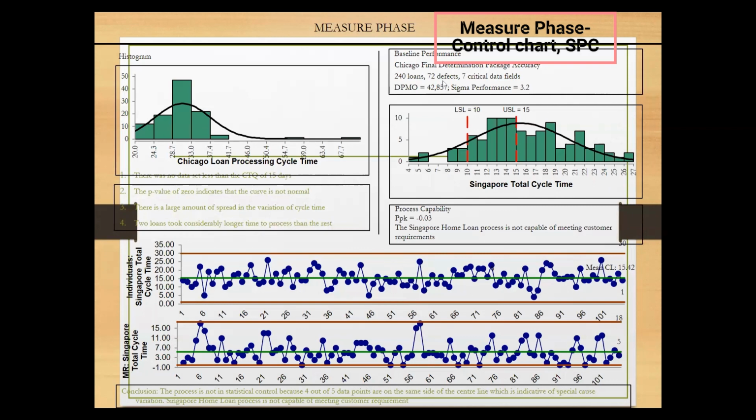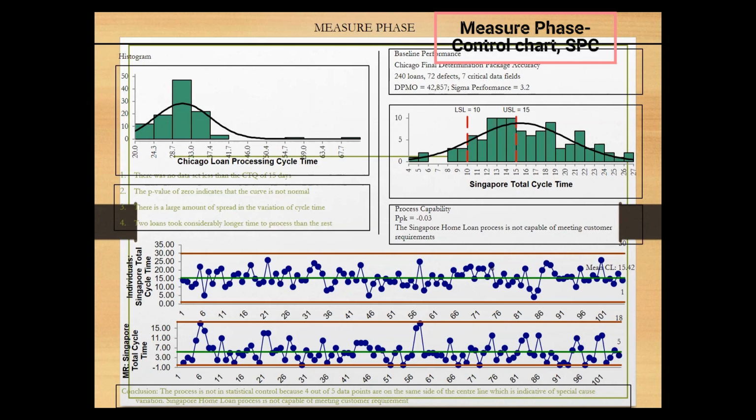For Chicago, 240 loans, 72 defects. This is from the histogram, from the cycle time perspective. Taking the cycle time, the LSL should be 10 and the maximum we should do is 15, but still you can see there is positive skew, negative skew and so on. Ppk is minus 0.03. That means the process is not capable of meeting the requirement, right? So 240 loans and 72 defects, with 7 critical data fields. That means what is the DPMO? 42, right? The sigma performance value is 3.2.